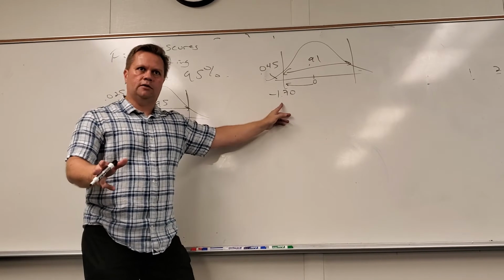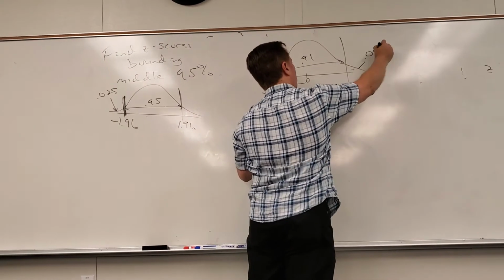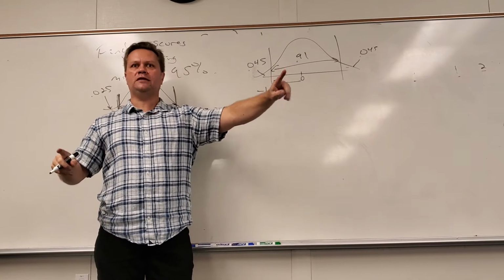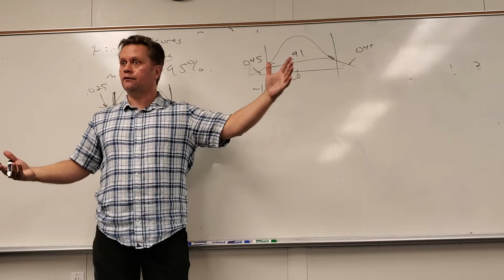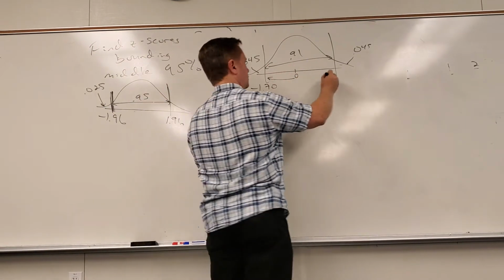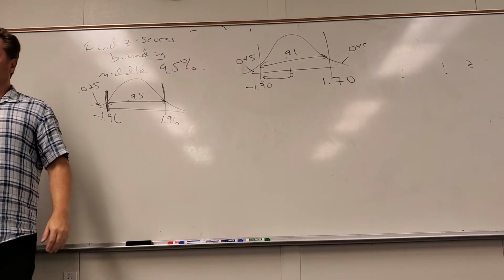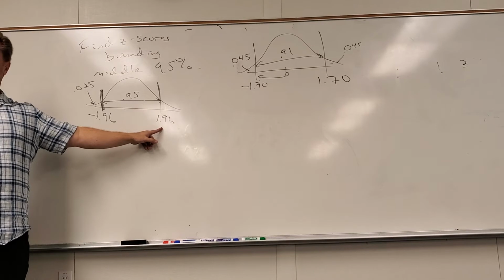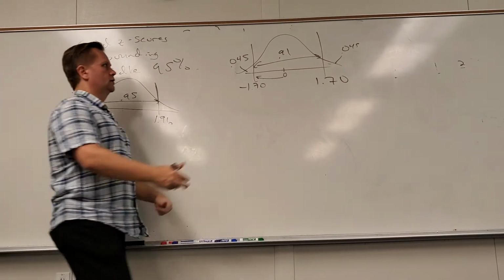So how far up do I have to go? I have 0.045 left there. Well, it's symmetric, so I have to go the same number of steps, 1.7. It's just up, so it's positive. Same thing we did here. This is symmetry.